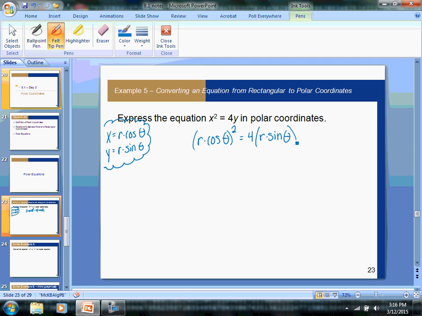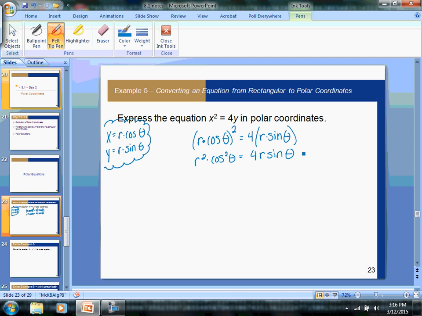Okay, now on the left-hand side, I have r times the cosine theta, and it's squared. So basically, I can square each of those terms. I can square the r and the cosine theta. There's multiplication going on here, so this is where I can just distribute the exponent to each part of the term. I don't have to worry about foiling because there's no addition or subtraction. And then I'll have my 4r sine theta on the right side.